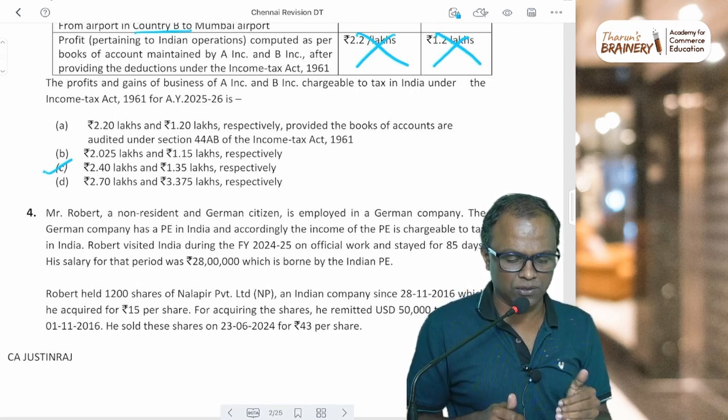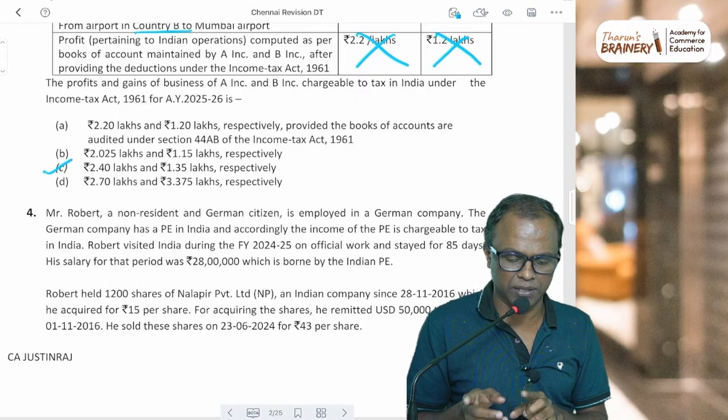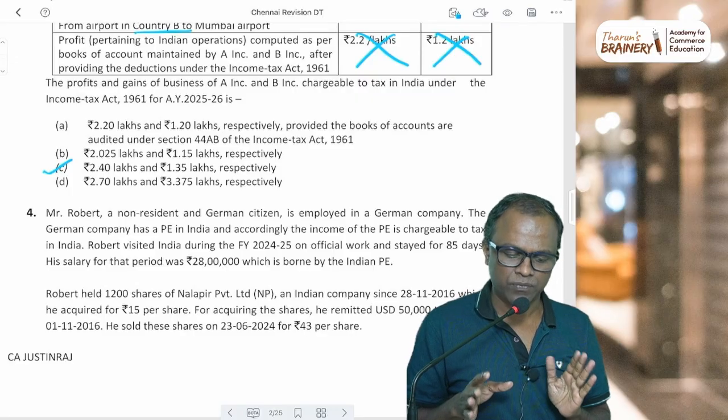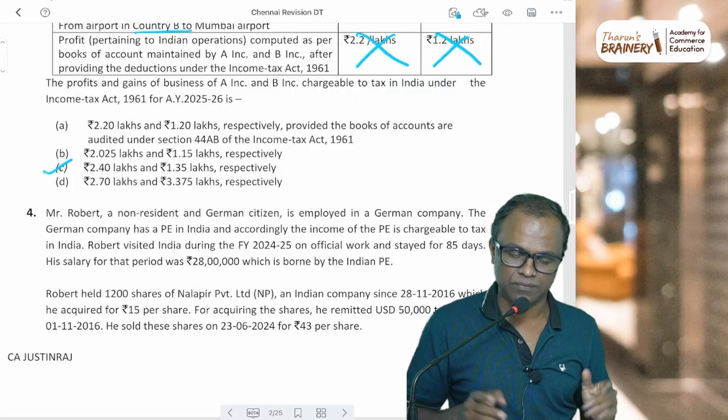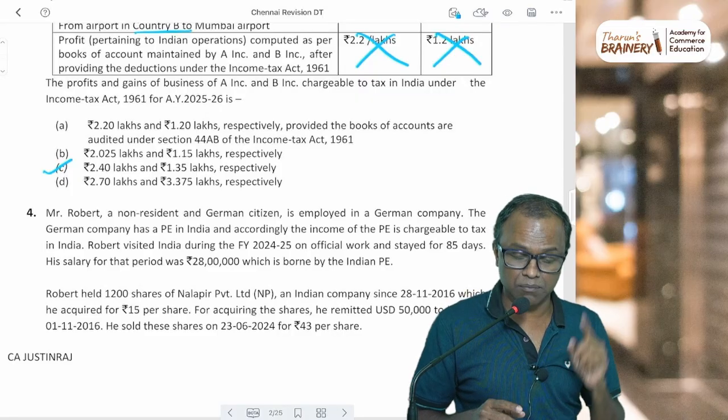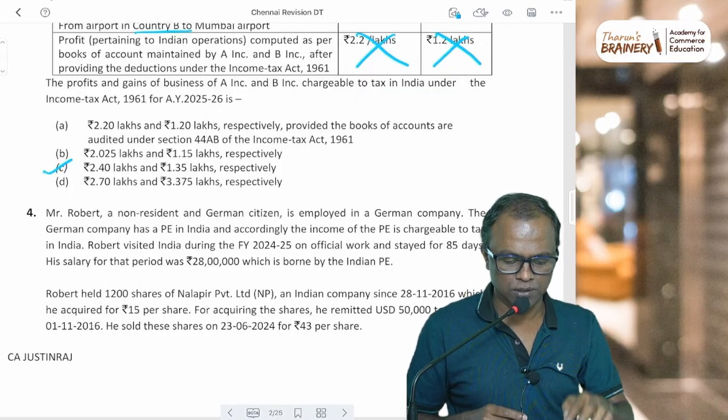And for the date of transfer, 23rd June 2024, the rupees 43 per share should be converted by using the average of the buying rate and selling rate on 23rd June. So we will get the full value of consideration and cost of acquisition, and compute the capital gain in dollars. Reconvert into INR by using the buying rate on 23rd June 2024.